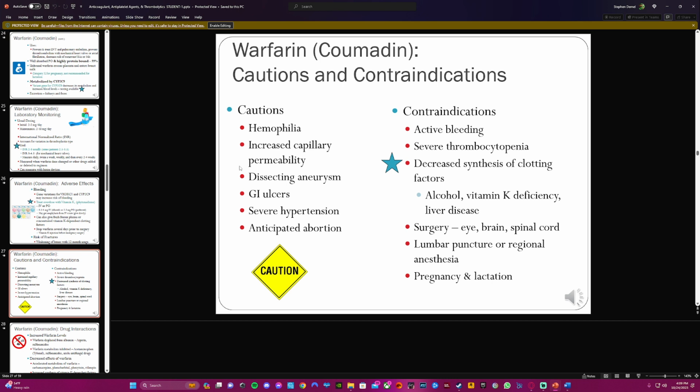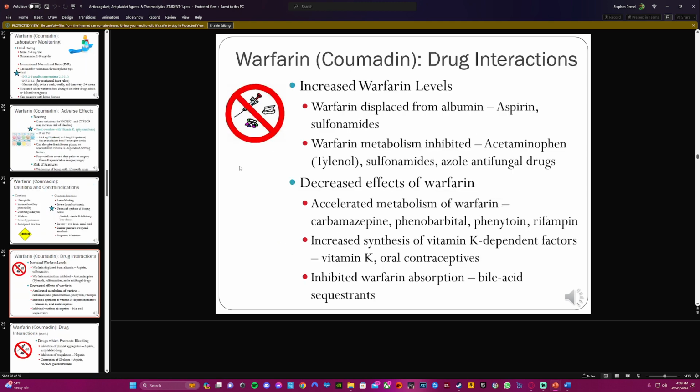For any surgeries that are eye, brain, or spinal cord, those are contraindications for warfarin, lumbar puncture, or regional anesthesia, and if they are pregnant or lactating, that is a contraindication.